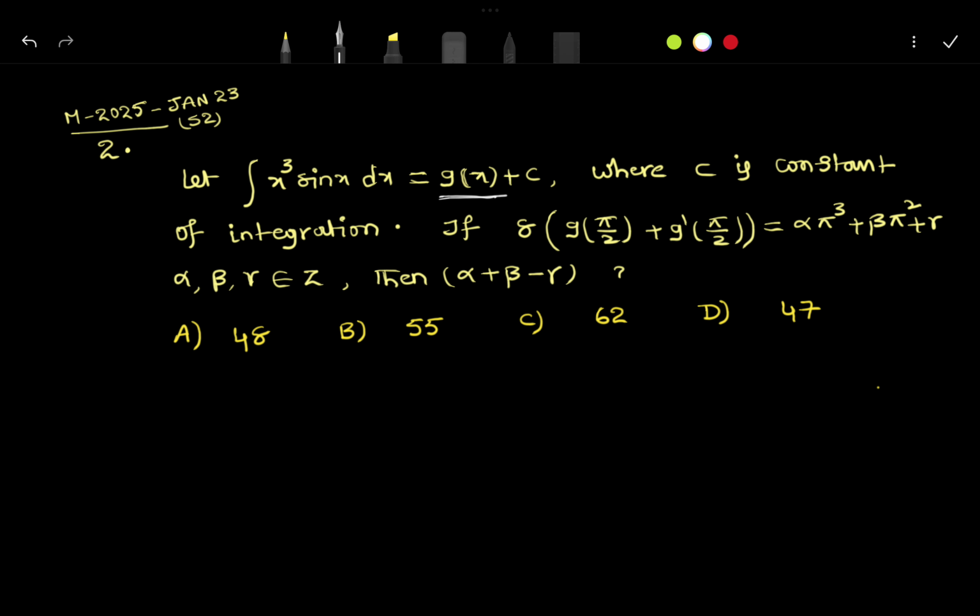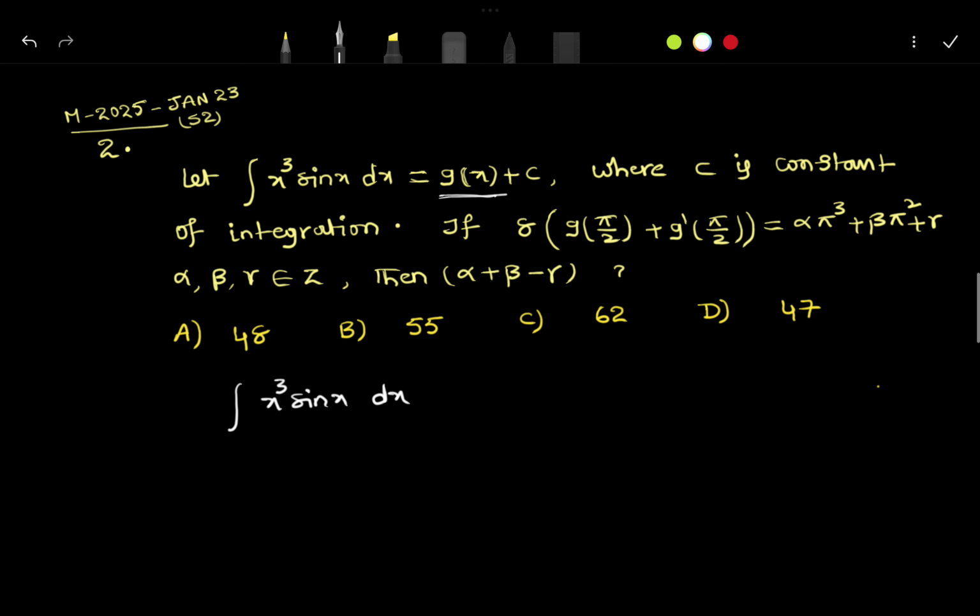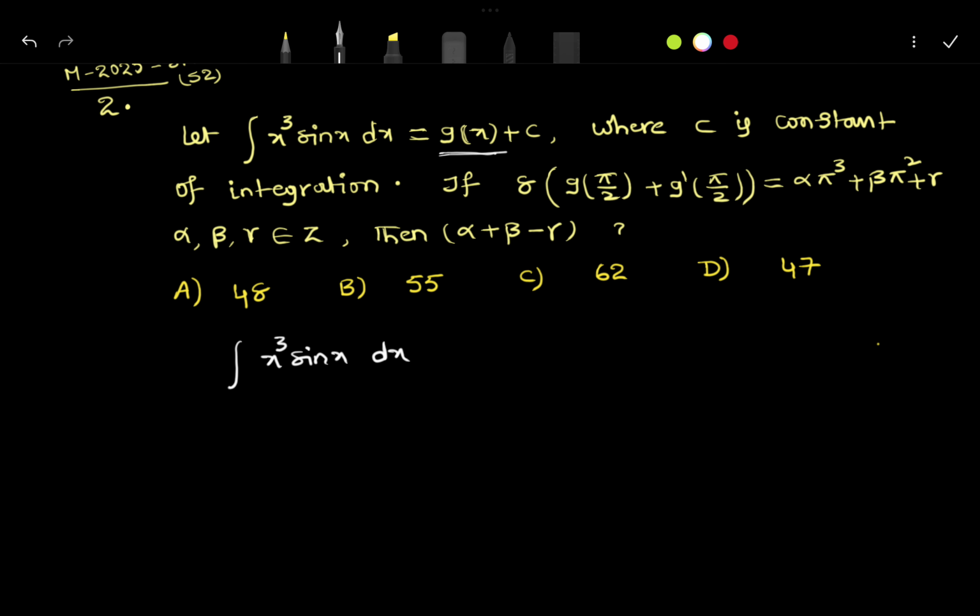I will tell you one simple technique. So for g of x, here we have the integration of x cube into sin x. How can we do this one? First of all, you choose what is the first function and what is the second function. The first function will be x cube, the second function will be sin x. So this one is by using integration by parts.